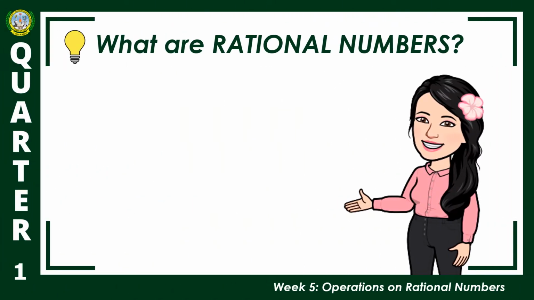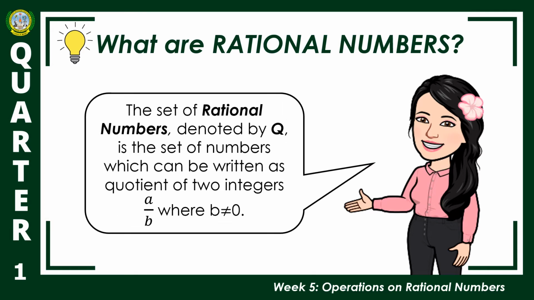First, let us discuss what rational numbers are. The set of rational numbers denoted by the capital letter Q is the set of numbers which can be written as quotient of two integers a over b, where b is not equal to 0. So, ibig sabihin po, when we say a rational number, it can be written as a fraction. Okay? So, where a and b must be integers and b should not be equal to 0.